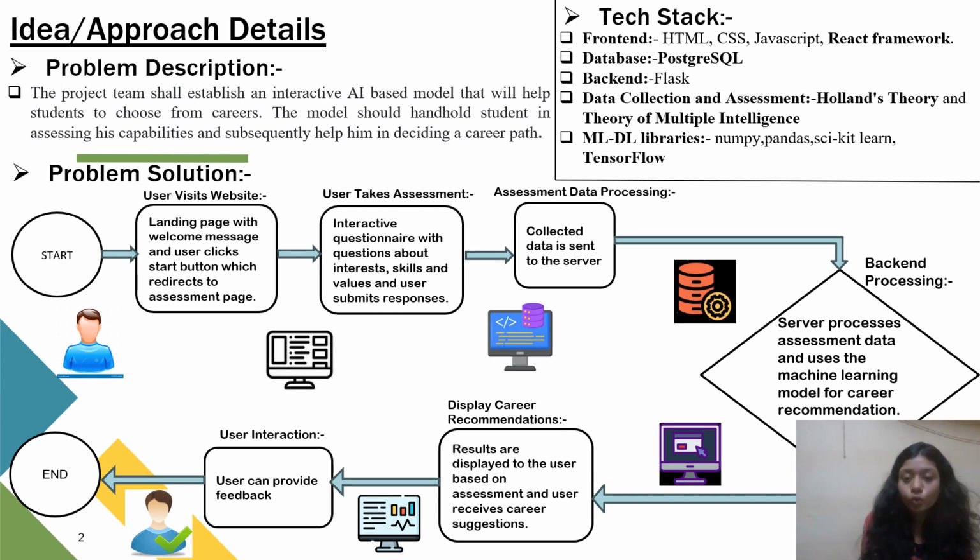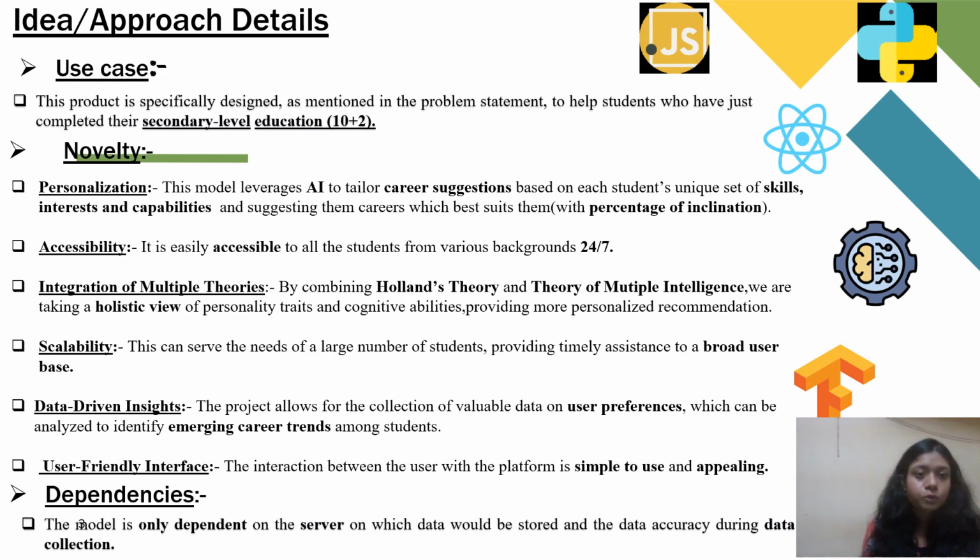Now to implement this idea, we would be using a variety of tech stacks. For the front end, we would be using HTML, CSS, JavaScript, and the React framework. For storing the database, we would be using PostgreSQL. In the backend, we would be using Flask. For data collection and the assessment, we have used Holland's theory and the theory of multiple intelligence. For the machine learning libraries, we would be using NumPy, Pandas, Scikit-learn, and for the deep learning models, we would be using TensorFlow. So with the end of this, we come to the use cases.